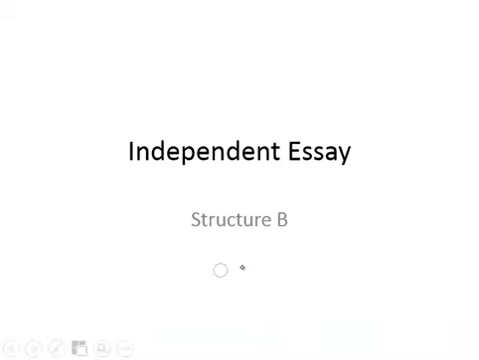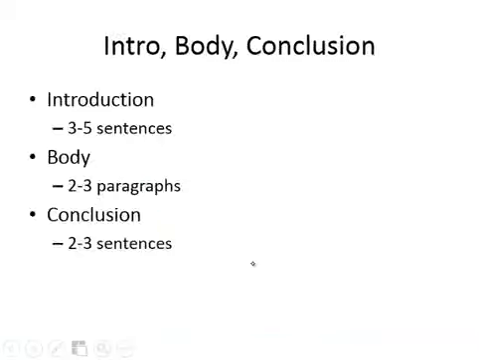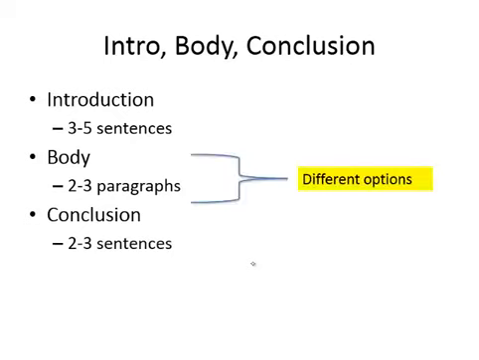Okay, let's look at another possible structure for your independent TOEFL essay. I'm going to call this structure B. It will have the same basic format as any other TOEFL essay. You'll have an intro, a body, and a conclusion. This is the 5-paragraph essay. And of course, the body paragraph is where we have the different choices.